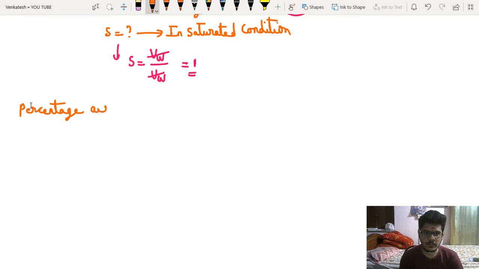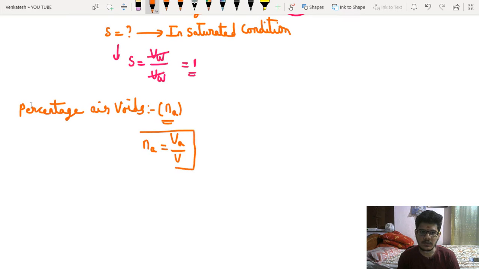Percentage air voids can be denoted by N suffix A. So Na is equal to Va by V. How much percentage of air voids is present in the total volume of the soil, that is given by this term, percentage air voids.